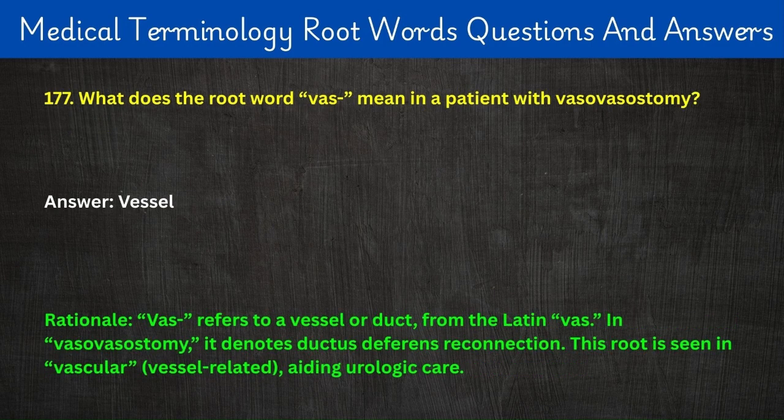177. What does the root word vas- mean in a patient with vasovasostomy? Answer: vessel. Rationale: Vas- refers to a vessel or duct, from the Latin vas. In vasovasostomy, it denotes ductus deferens reconnection. This root is seen in vascular, vessel-related, aiding urologic care.